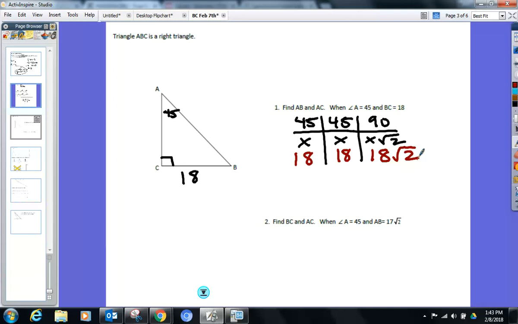All right. So AB. Where was AB? AB was across from what angle? C, which is the 90. What was across the 90? 18 radical 2. And where was AC across from? AC was across from what angle? B, which is how many degrees? So that told me that was 18.